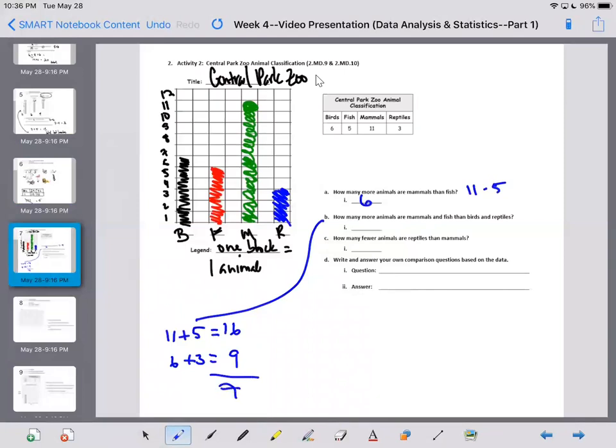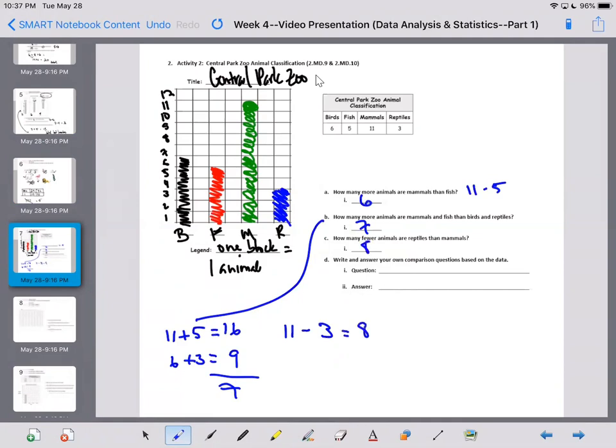How many fewer animals are reptiles than mammals? Well, we see we've got 11 reptiles, or excuse me, 11 mammals. We've got 3 reptiles, so we would see we would have 8.